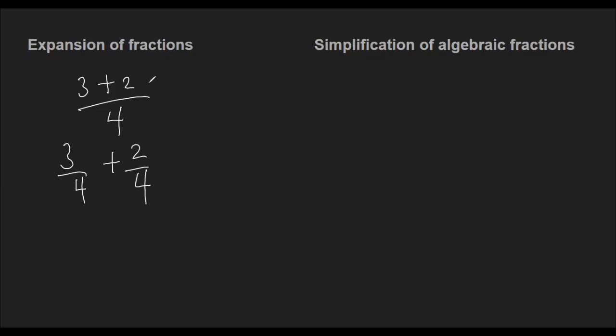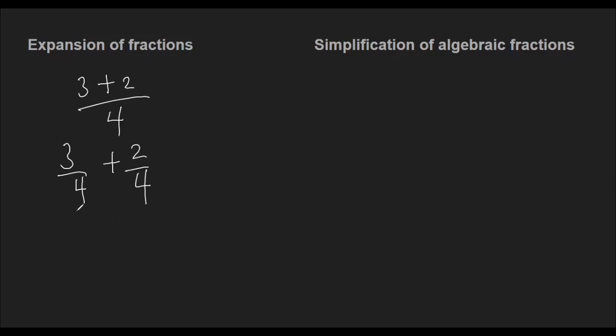But now you need to know that this expansion of fraction is applied only when we have plus or minus. So if we have, let's say, 3 times 2 over 4, we're not going to say it's 3 over 4 times 2 over 4. No, it doesn't work that way. This expansion of fraction only works when we have plus and minus. So that's that for the expansion of fraction.